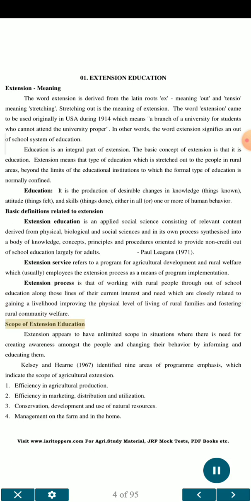Scope of extension education. Extension appears to have unlimited scope in situations where there is need for creating awareness amongst the people and changing their behavior by informing and educating them. Kelsey and Hearn, 1967, identified 9 areas of program emphasis which indicate the scope of agricultural extension. 1. Efficiency in agricultural production. 2. Efficiency in marketing, distribution and utilization. 3. Conservation, development and use of natural resources. 4. Management on the farm and in the home.